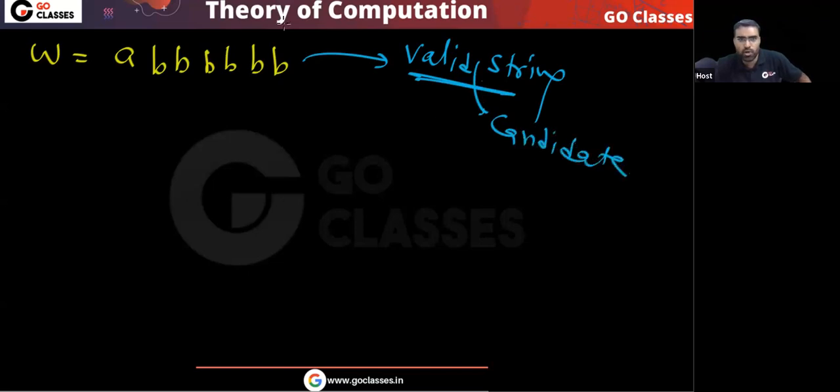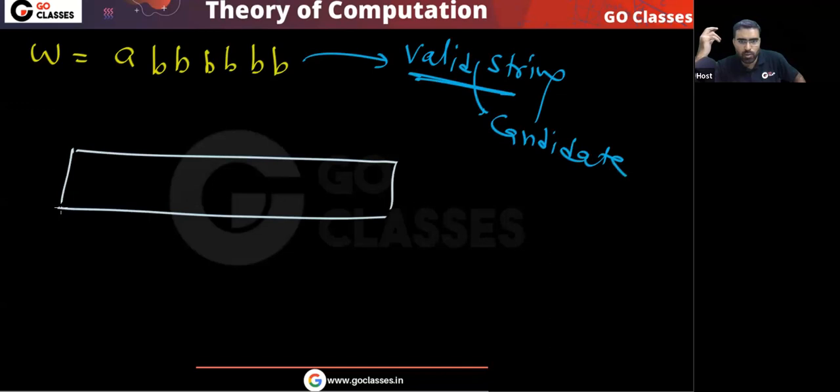So let's check. Can you pump it? If you check whether this can be pumped or not, what will you do? This is your W. Your W is A, B, B, B, B, B, B. This is your entire string W. What does the pumping lemma say, tell me.